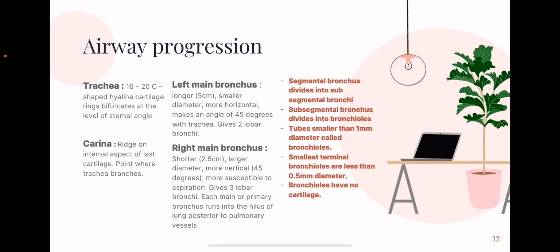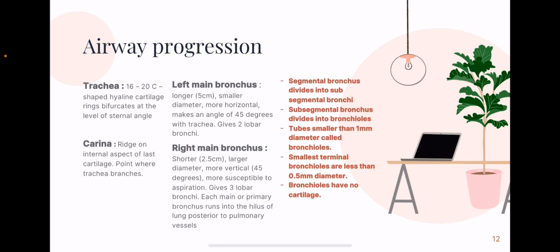Airway progression. So trachea, 16 to 20 C-shaped hyaline cartilage rings, bifurcates at the level of sternal angle. Then we have the carina, ridge on the internal aspect of last cartilage, point where the trachea branches. The left main bronchus, which is the longer one, about 5 centimeters long, is smaller in diameter and more horizontal, makes an angle of about 45 degrees with the trachea, and gives two lobar bronchi. Right main bronchus is shorter, about 2.5 centimeters, larger diameter, more vertical, more susceptible to aspiration, gives three lobar bronchi.